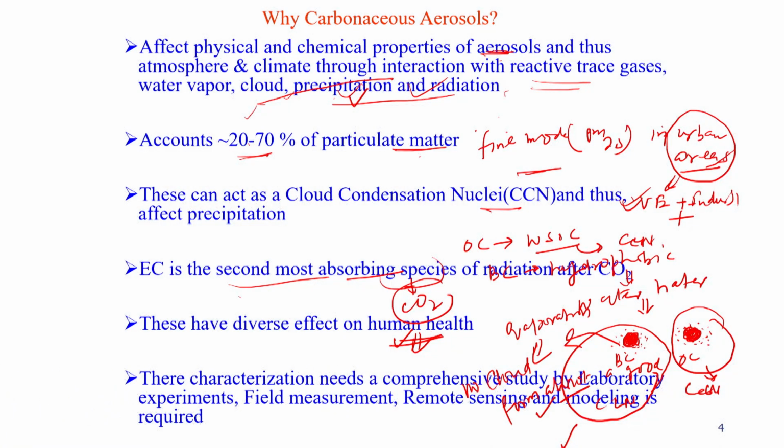So therefore, the characterization of carbonaceous aerosols needs a comprehensive study, by laboratory experiment, field measurement, remote sensing and modeling. If you just do one, you will not be able to completely characterize, and that is one of the very big problems in most of the literature or most of the studies: either one will be a very good experimentalist, or only a good remote sensing person, or one will be a modeler.